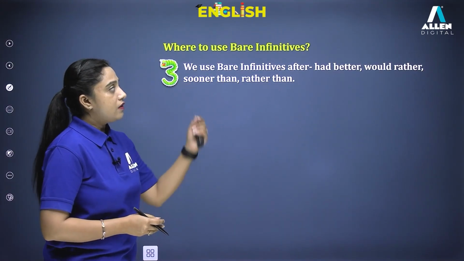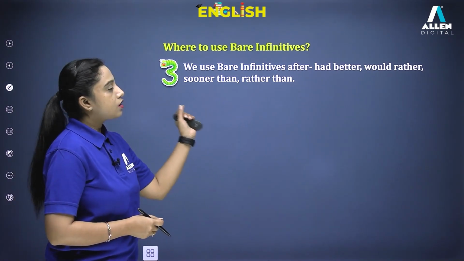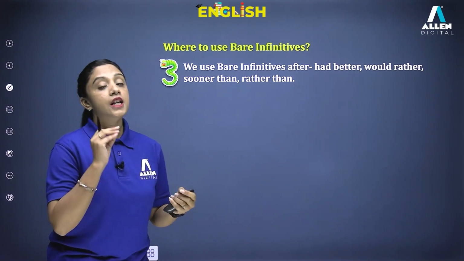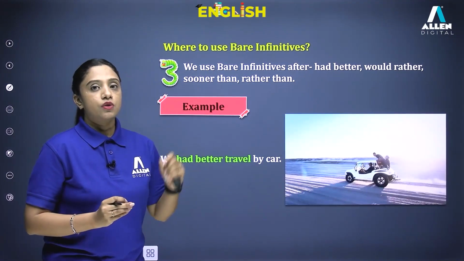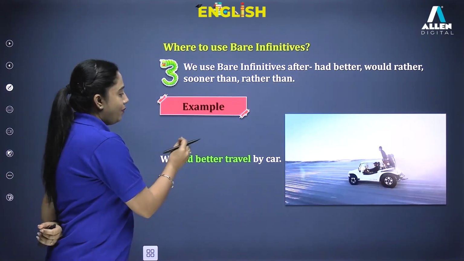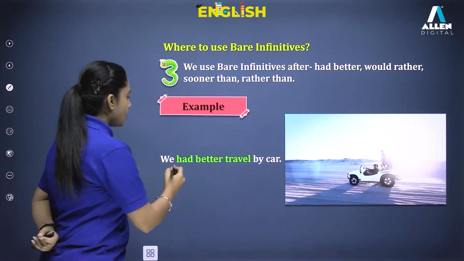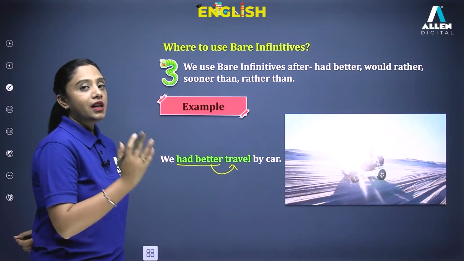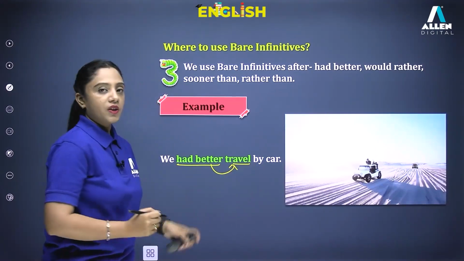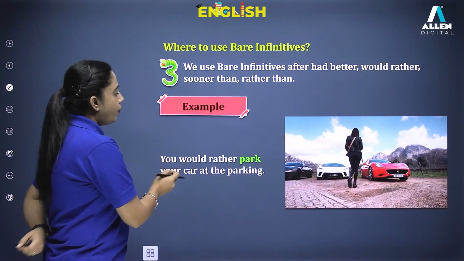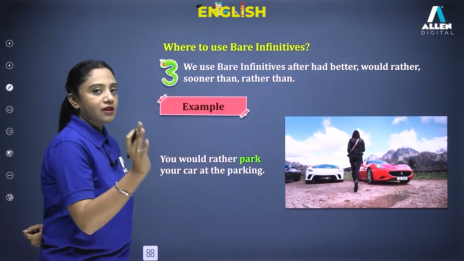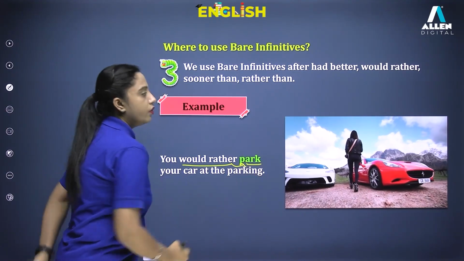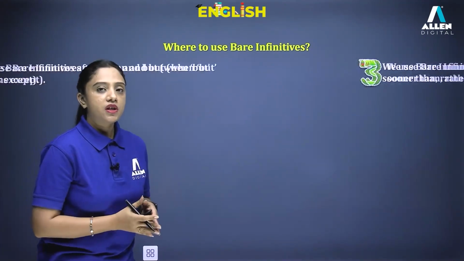We use bare infinitives after had better, would rather, sooner than, and rather than. So after these particular expressions as well, we use bare infinitive only, right? So here are the examples. We had better travel by car. So since I am using had better, and after that what I am using? I am using bare infinitive, first form of the verb travel, right? Likewise, next example, you would rather park your car at parking. So would rather, it is followed by bare infinitive park over here, right? So I hope that this situation is also clear to you.